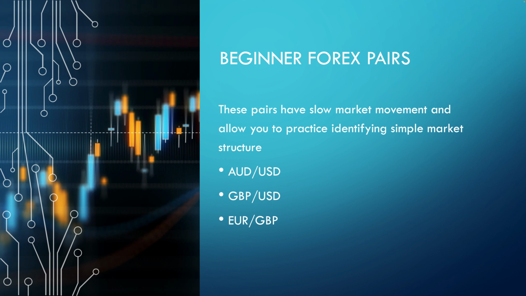AUD USD is kind of big on support and resistance and market structure, and also trend. It's big on trend. GBP USD I noticed is really, really strong on support and resistance. So if a resistance is found, people are strongly trying to sell. And if a support is found, people are strongly trying to buy.